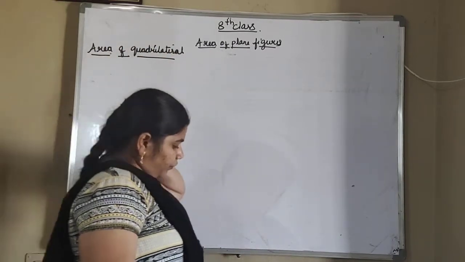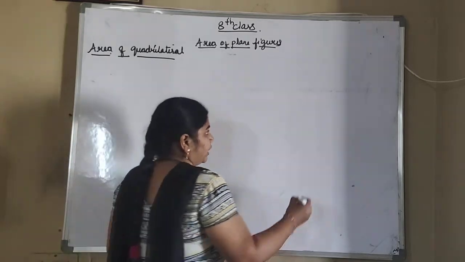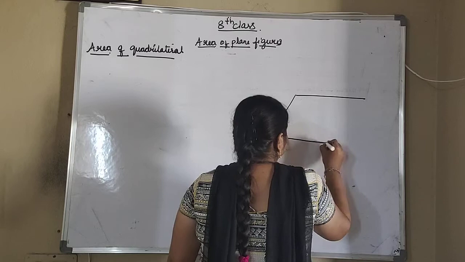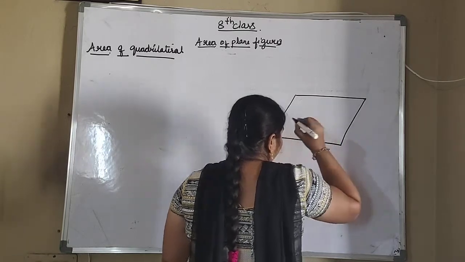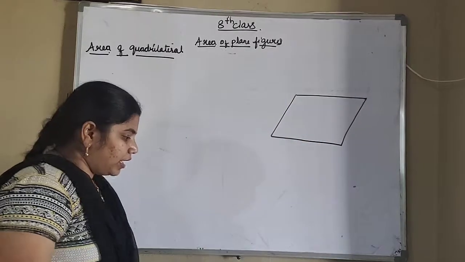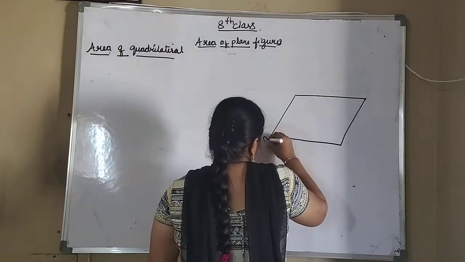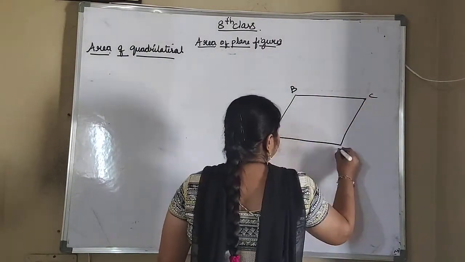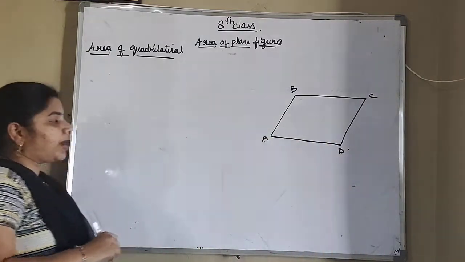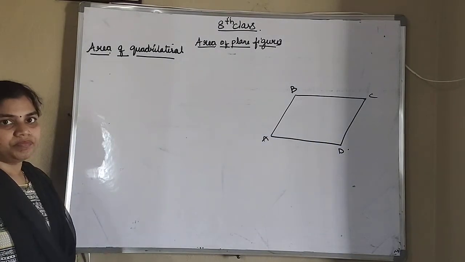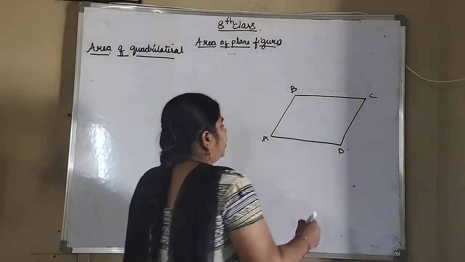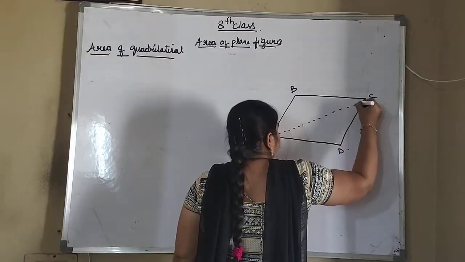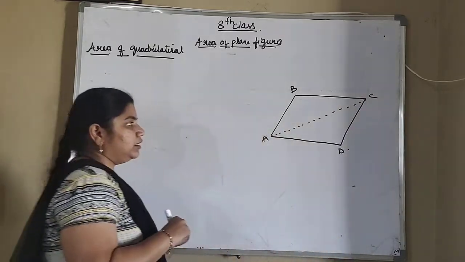Okay, so area of a quadrilateral. I am taking one quadrilateral here and naming it A, B, C, D. I want to find the area of a quadrilateral formula. So how to find it? Already you know that in a quadrilateral you will have a diagonal, so I am taking only one of the diagonals.